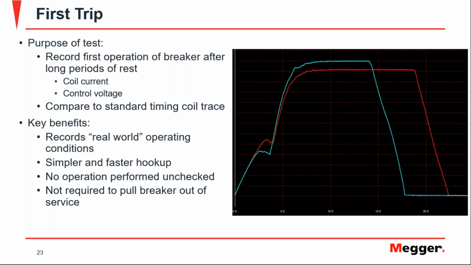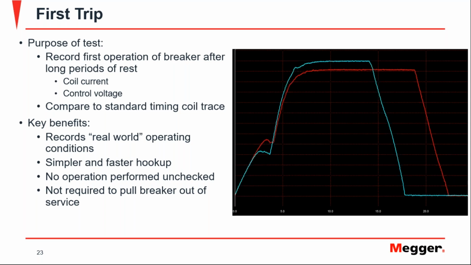So benefits: you record real world operating conditions. It's a very simple and fast connection. You just go to the control box. You're going to see that no operation goes unchecked, and you may not need to pull the breaker out of service. So what companies are doing is that they just perform first trip tests, and with the results of that first trip test, then they schedule the maintenance on the breakers that they see that are starting to have some problems from this test.